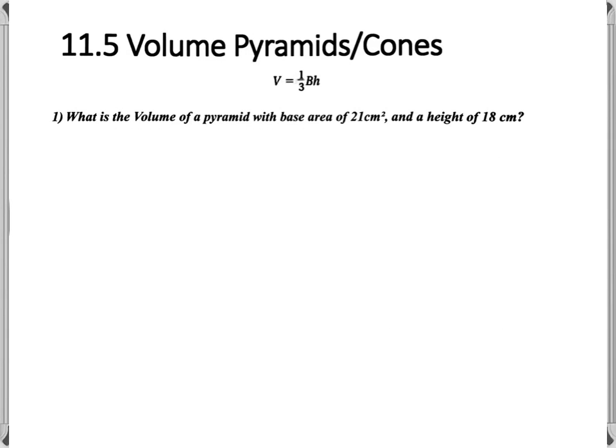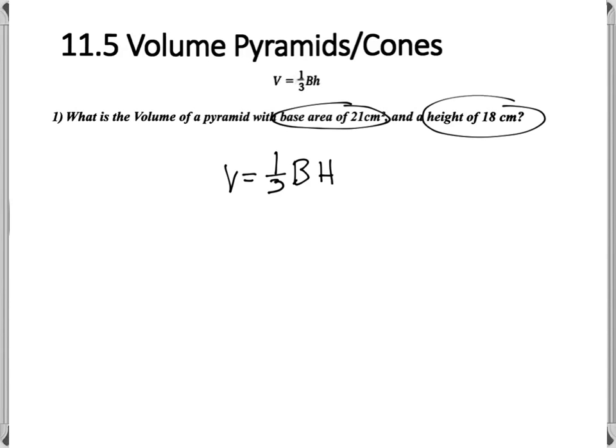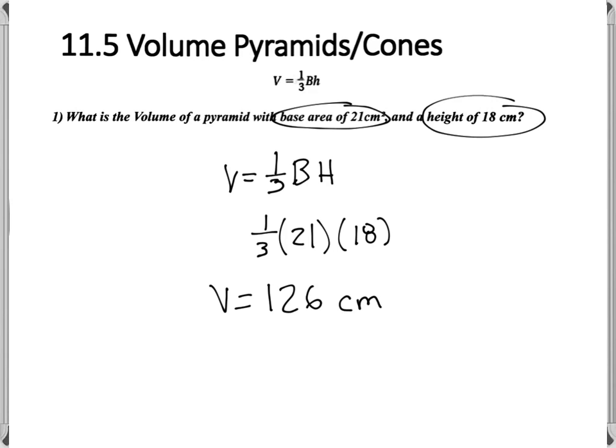What is the volume of a pyramid with a base area of 21 centimeters and a height of 18? So remember your volume formula. 1/3 base area times height of pyramid. Well, we have the base area and we have the height, so we're just going to multiply that all together. So 1/3, 21 times 18. So this means that our volume for our pyramid here is just going to be 126 centimeters cubed.